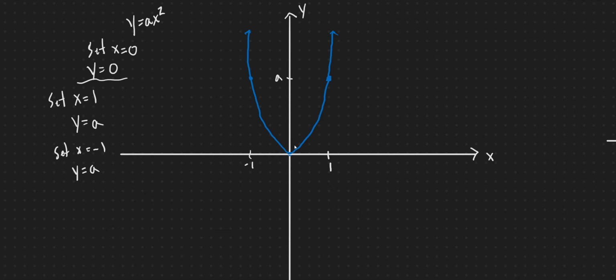If a were negative, then our parabola would be opening downward, as I'm sure you're familiar with, right? So opening upward, opening downward.